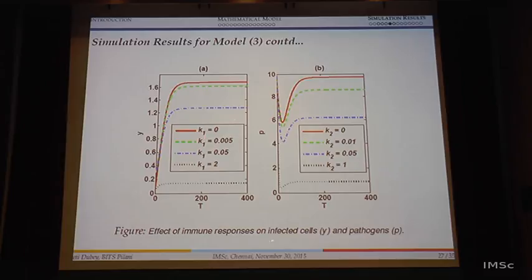In this figure we have seen the effect of immune responses, this one is CTL and this is the humoral immune response. When there is no immune response, the uninfected cells are at a higher level, and the pathogens come down first and then increase. This decrease is due to the cure rate which we are giving. As we increase the immune response CTLs, the infected cells come down and the pathogens also come down. We can see this.